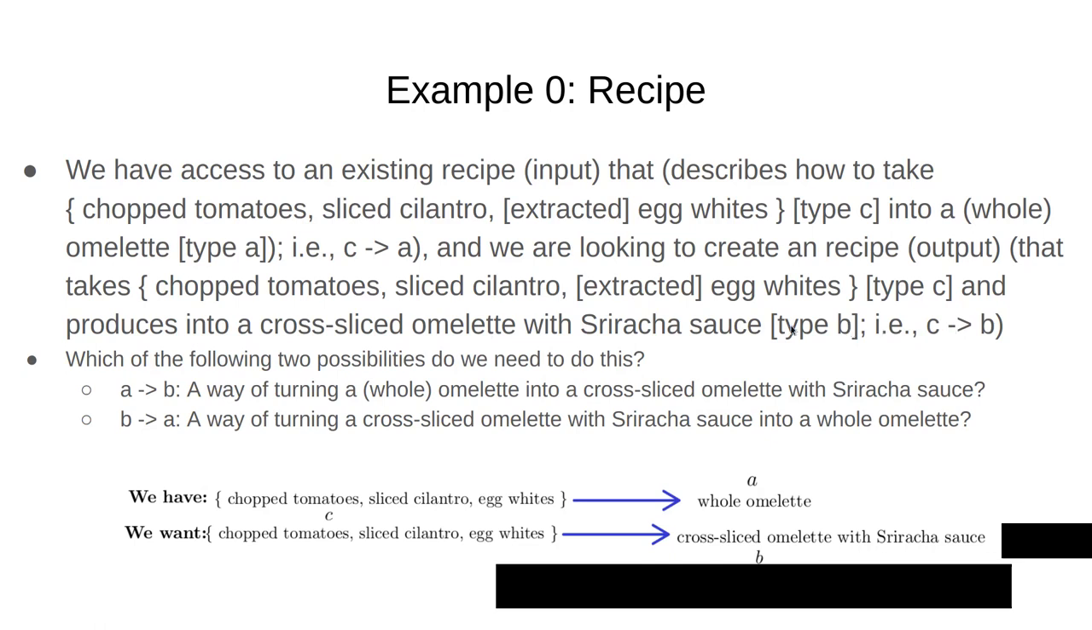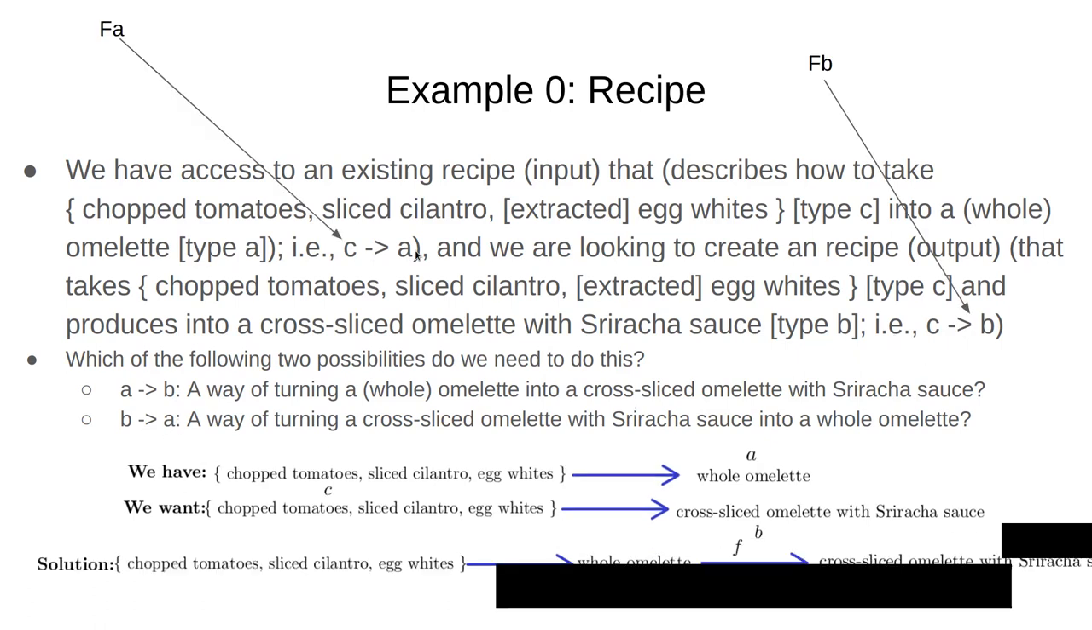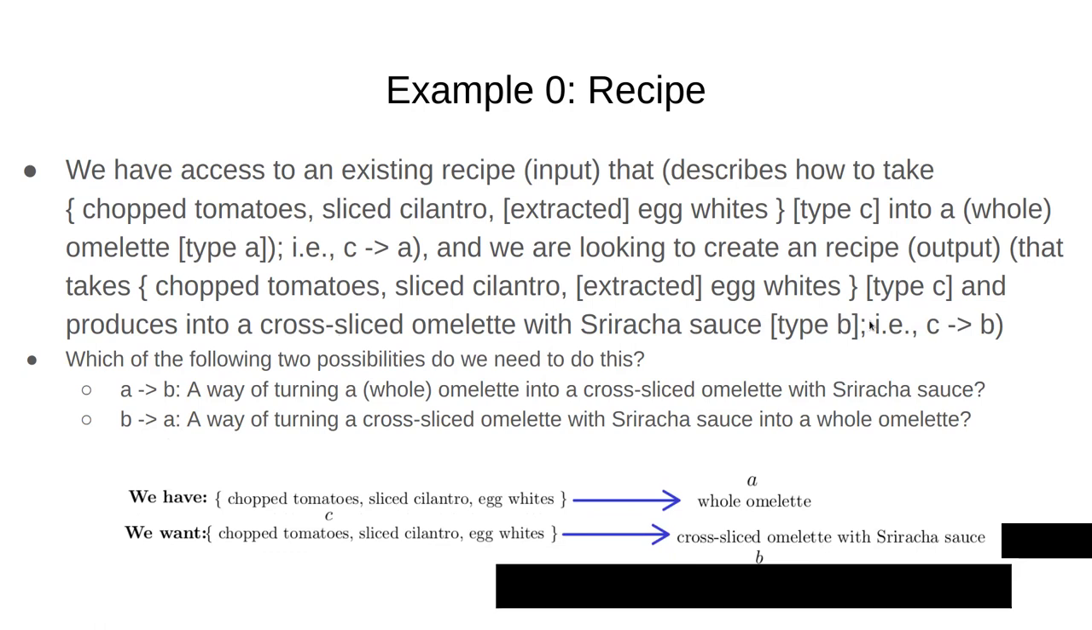My question is, if this is what we have for a recipe, what do we need to add to it to have a recipe for this? Do we need a way of turning a whole omelet into a cross-slice omelet or sriracha sauce? Something that goes from an A to a B? Or do we need something that goes from a B to an A? Something that turns a cross-sliced omelet into A. So we have access to this and we're looking to create a recipe for this. What do we need? Something from B to A or A to B? Can anyone say?